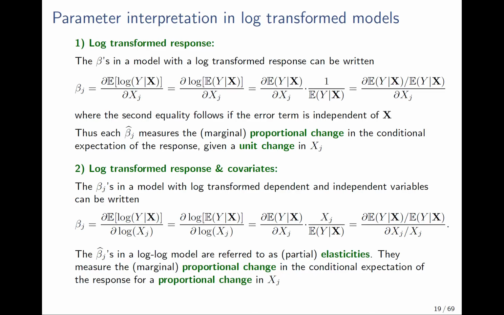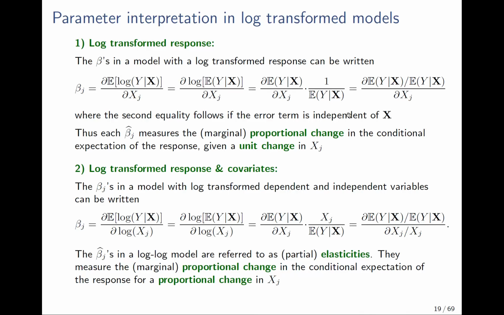So let's start by looking at a model in which we've simply transformed the response variable. The betas in such a model can be written in this form here. So the partial derivative of the expectation of log y given x with respect to xj, we can take the log outside of the expectation, which is valid provided the error term is independent of x, and then simply using the rules of differentiation for the logarithm, we can see that this equals the partial derivative of the regression function with respect to xj divided by the regression function itself. So these two expressions there.